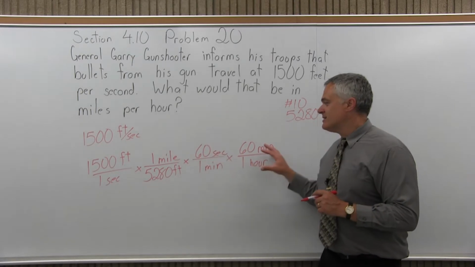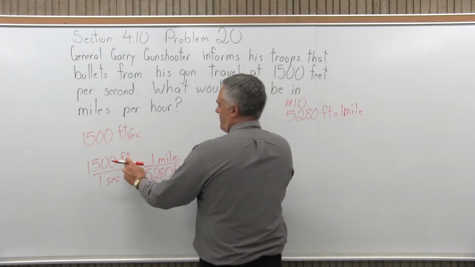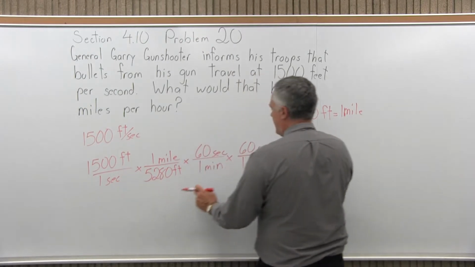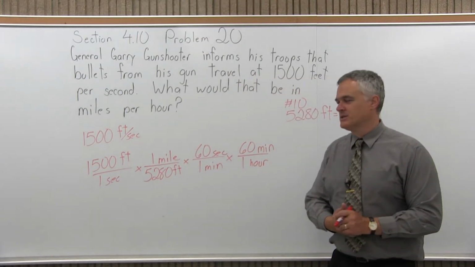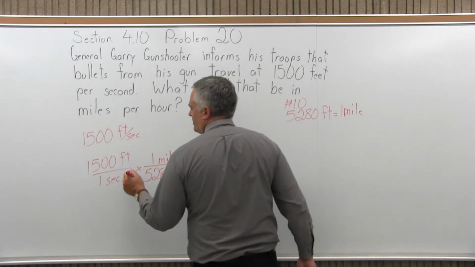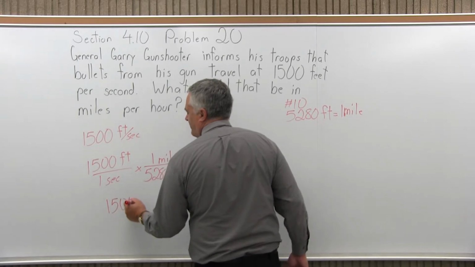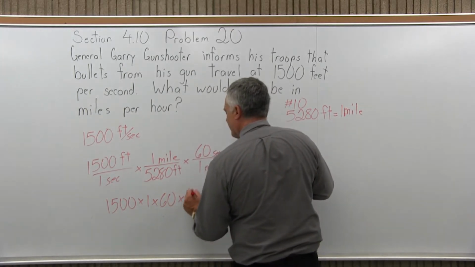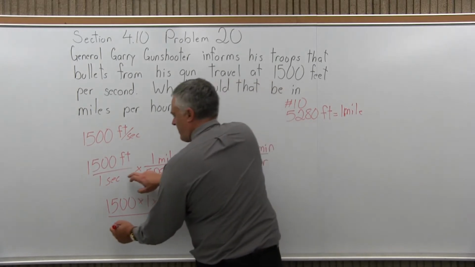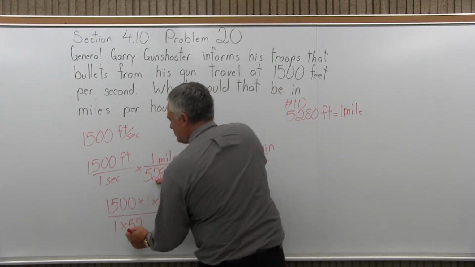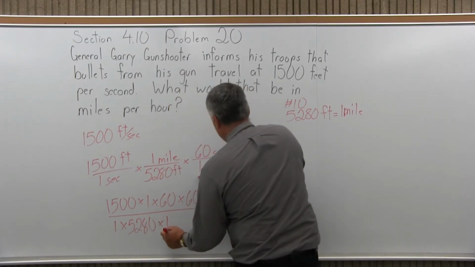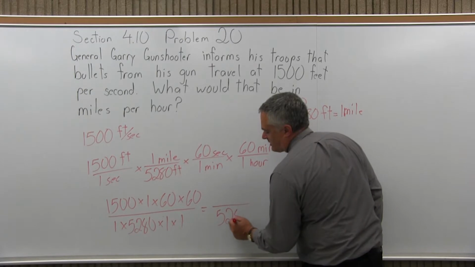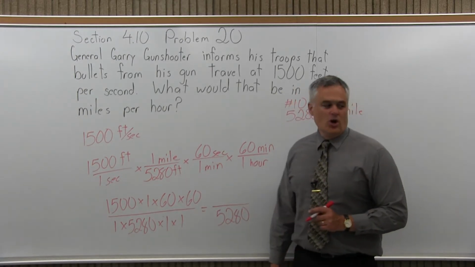So this is the series of fractions that I have to multiply. Right off the bat, the feet will cancel and put me into miles, but it's miles per second. So I can turn the seconds into minutes, and then the minutes into hours, and my answer will be in miles per hour, which is what I'm looking for. In terms of the math, in the numerator I'll have 1,500 times 1 times 60 times 60. In the denominator, I'll have 1 times 5,280 times 1 times 1. The times 1 doesn't matter much. The denominator is easily 5,280. The top is a little tougher.